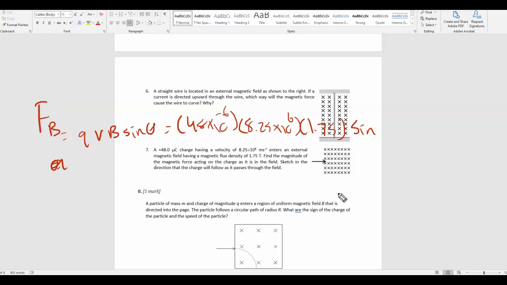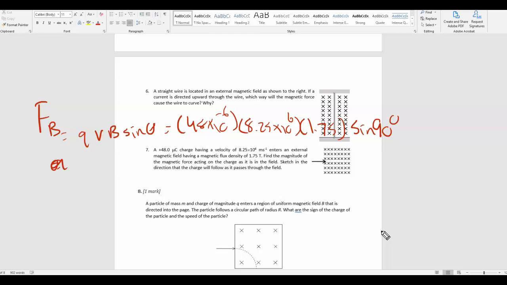Remember, theta is the angle between V, which is a vector, and B, which is another vector. Okay, so the velocity is clearly to the right. There's an arrow on the paper showing that. The field is going into the page. You can see that by the x's. So the angle between right and into the page is 90 degrees. Sine of 90 degrees is 1, by the way.